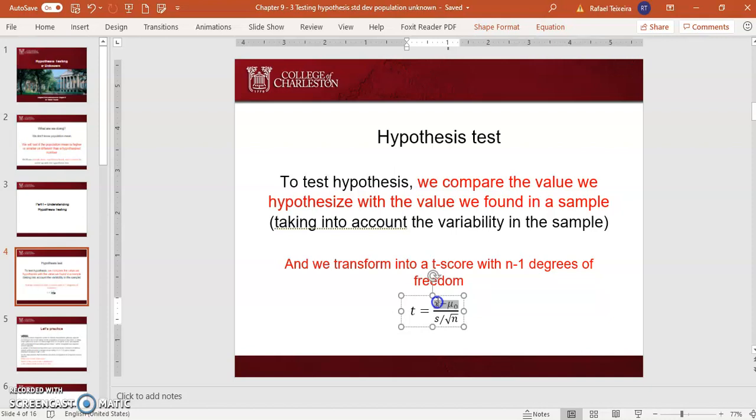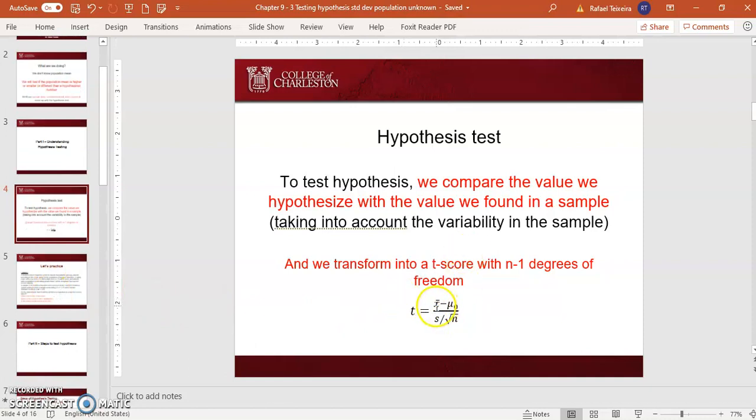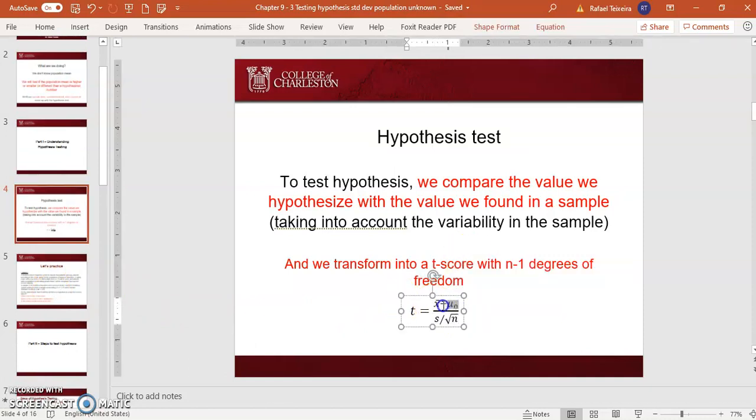Are they really different? Are they the same? If they're the same, the resulting number would be 0, and the t-score would be 0, which would be in the center of the distribution, and then we would fail to reject the null hypothesis and accept that they're the same. So the t-score is very similar to the z-score and standardizes this difference between the sample mean and the hypothesis.